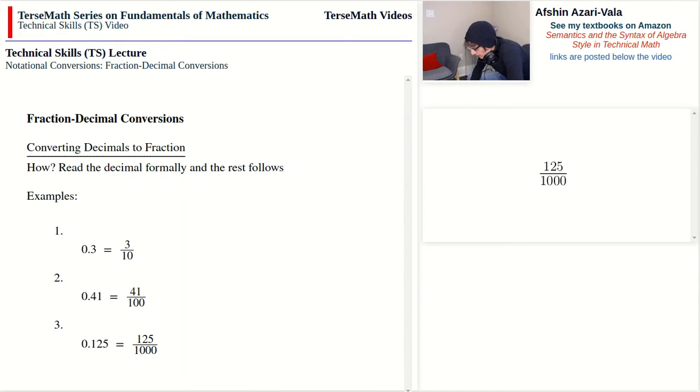Starting with 5, I can see that 5 goes into both the top and the bottom because the top ends in 5 and the bottom ends in 0. Dividing the top by 5, we end up with 25, and dividing the bottom by 5 gives us 200. And once again, we notice that we can use 5 again, because 25 ends in 5 and 200 ends in 0. Dividing the top by 5 gives us 5, and dividing the bottom by 5 gives us 40. And again, we can divide by 5 one more time. 5 into 5 goes once, and 5 into 40 goes 8 times. So we end up with 1/8.